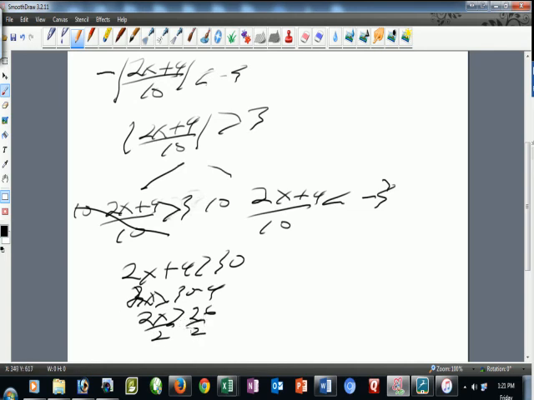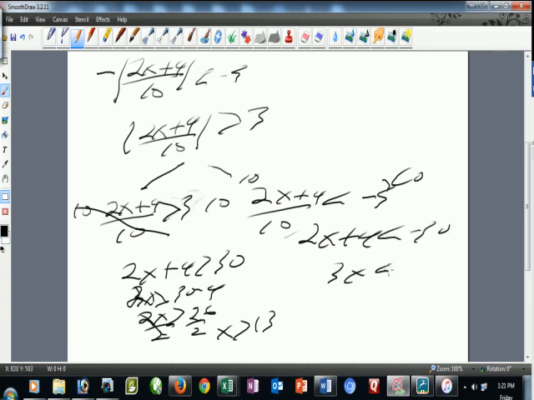Divide by 2. Divide by 2. X is greater than what? 13. Give him some 10. 2x plus 4 is less than minus 30. 2x is less than minus 30 minus 4. 2x is less than minus 34. Divide by 2, divide by 2. X is less than what?